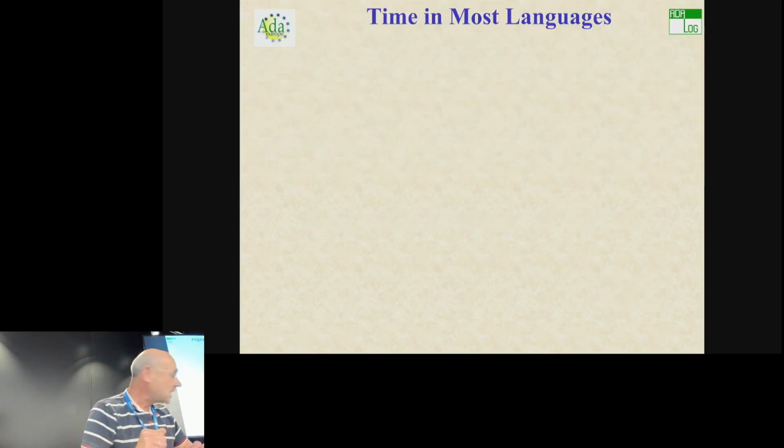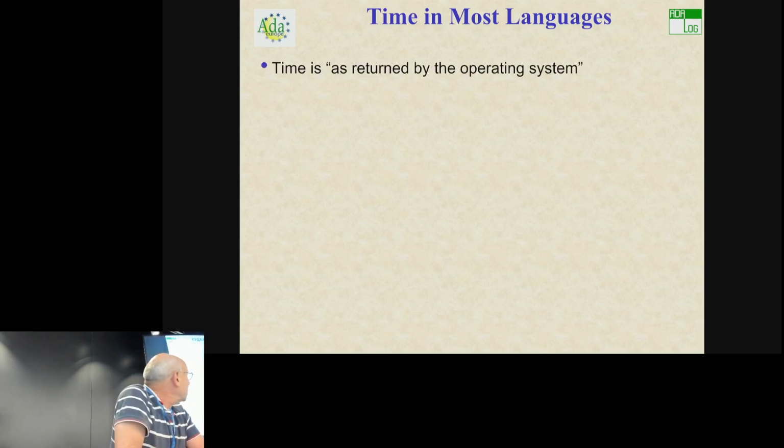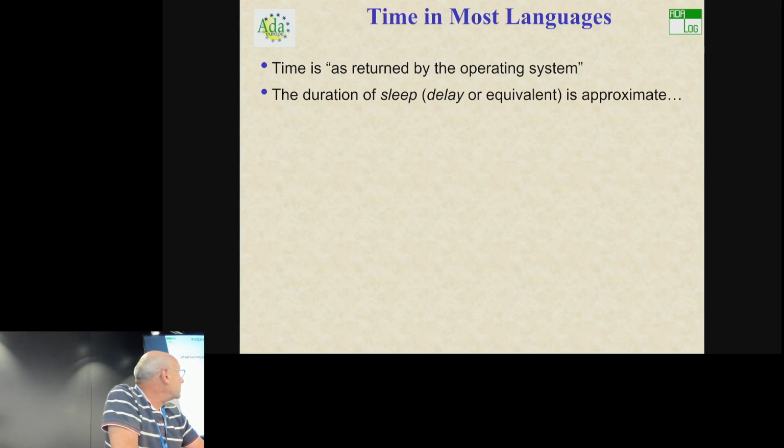First, what do we have in most languages? In general, you have some clock function, and all the language standard says is that you get what is returned by the operating system. So you have no guarantee at all about what kind of time is returned by those functions. In every language, you have a delay or sleep or equivalent function, and in general, the standard says that it is approximate. How approximate? There is no guarantee about how long you will actually delay.